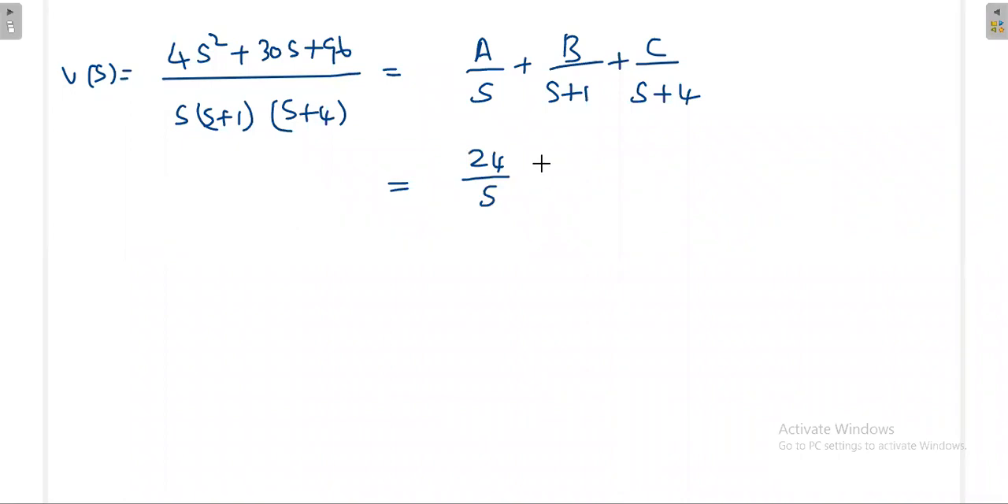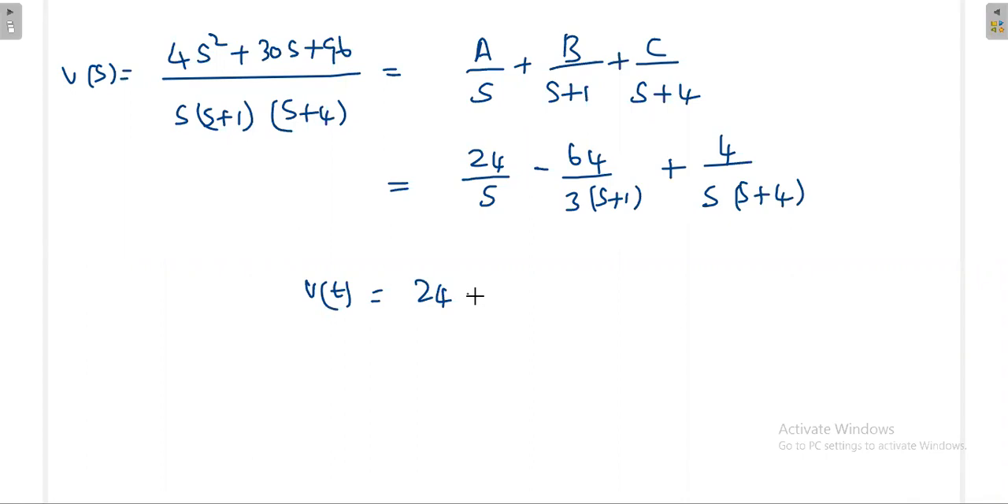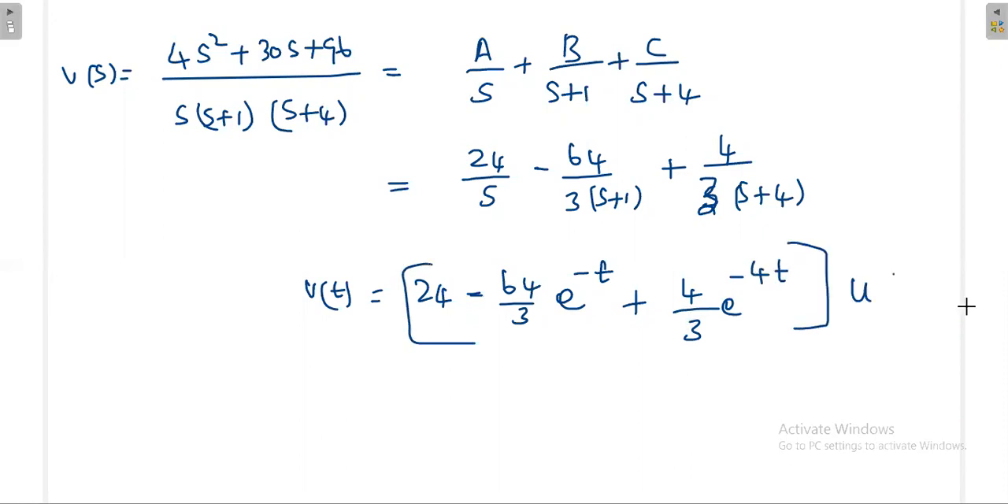Then minus 64 by 3 into S plus 1, and then plus 4 by 3 into S plus 4. Then if you take the inverse Laplace transform, this will be 24 minus 64 by 3 e power minus t, and then plus 4 by 3 e power minus 4t. Finally you have to put u of t. So this is the final answer.